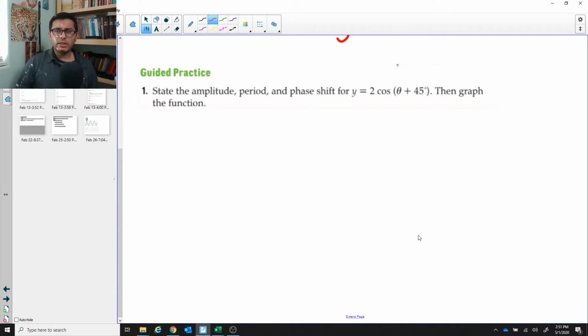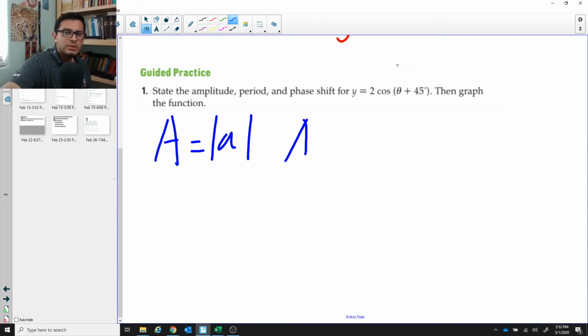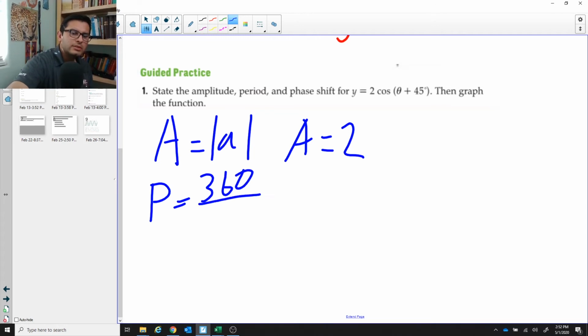So the first thing is that we are working with the equation y equals 2 cosine of theta plus 45. Let's see what we can get out of this. First thing first, we want to find the amplitude. So our amplitude equals the absolute value of a, which means our amplitude equals 2. Our period is going to equal 360 divided by the absolute value of b.